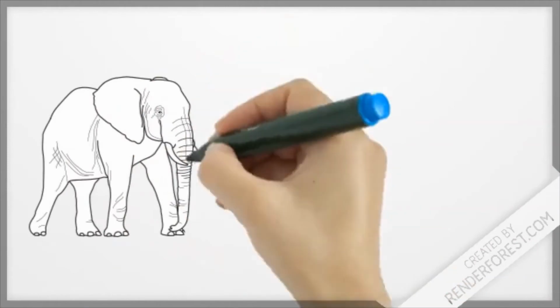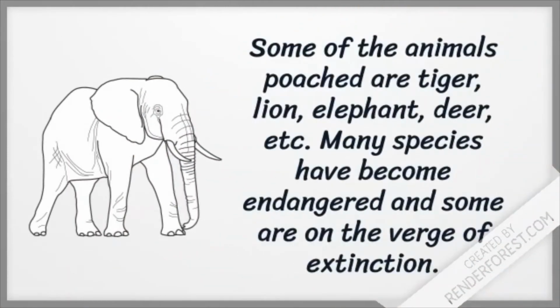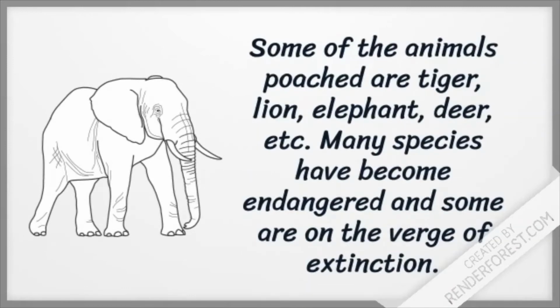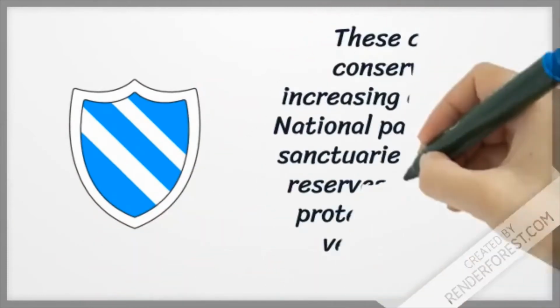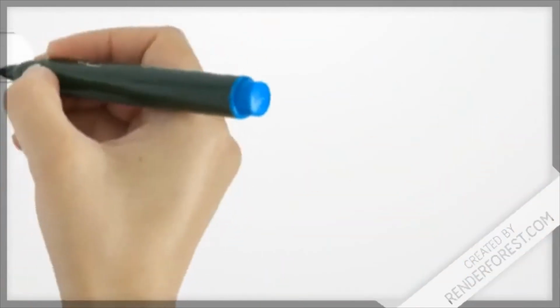Some of the animals poached are tiger, lion, elephant, deer, black buck, crocodile, rhinoceros, snow leopard, ostrich, and peacock. Many species have become endangered and some are on the verge of extinction. These can be conserved by increasing awareness. National parks, wildlife sanctuaries, and biosphere reserves are made to protect our natural vegetation and wildlife. Conservation of creeks, lakes, and wetlands is necessary to save the precious resource from depletion.